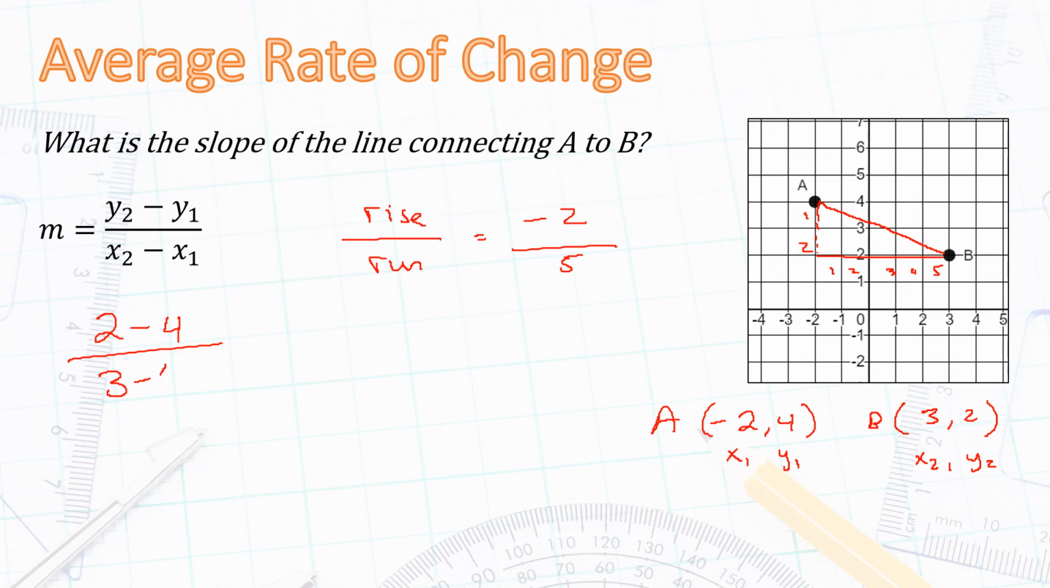So you have to watch out for that. There's going to be a double negative situation here. So this is actually going to be a positive number. So 2 minus 4 is negative 2. 3 plus 2 is 5. So there's my slope again of minus 2 over 5.